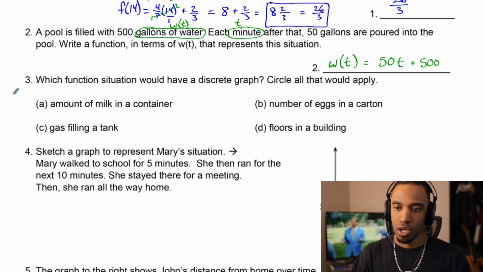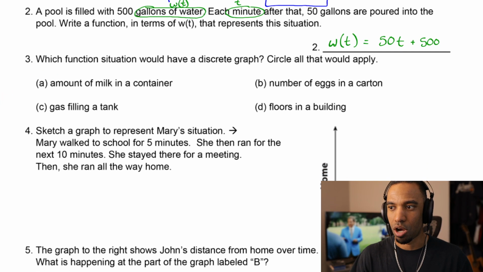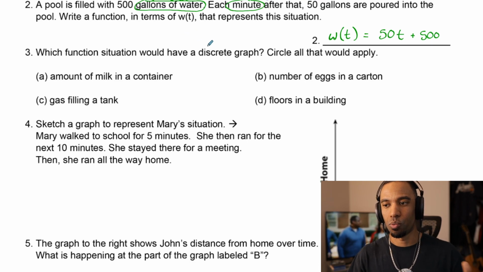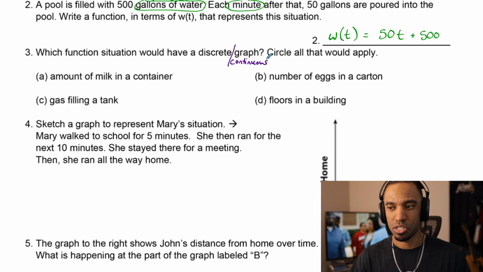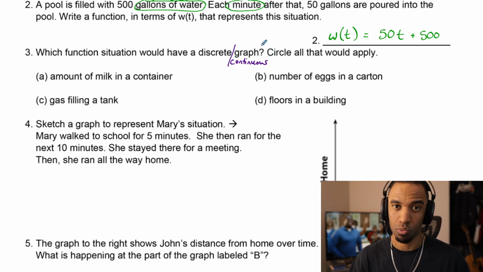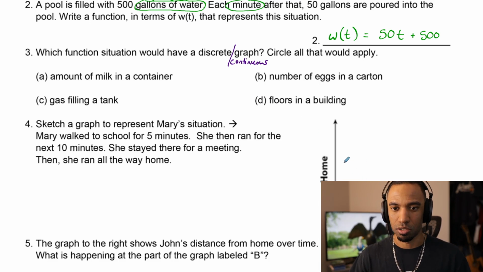Okay, number 3. Which function situation would have a discrete graph? Circle all that would apply. Now, we're talking about either discrete versus continuous. So some people still don't really know what discrete means. But if you know what continuous means, then you know anything that's not continuous, in our cases that we're referring to, would be discrete. Discrete kind of means, like I'll graph something right here.